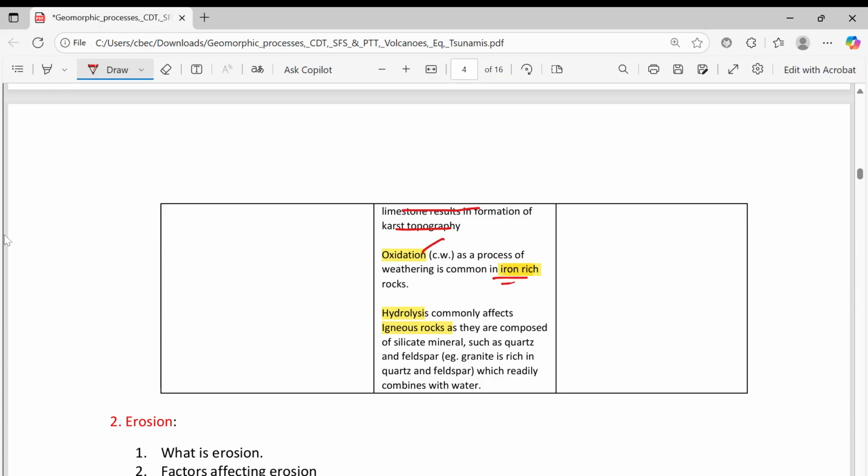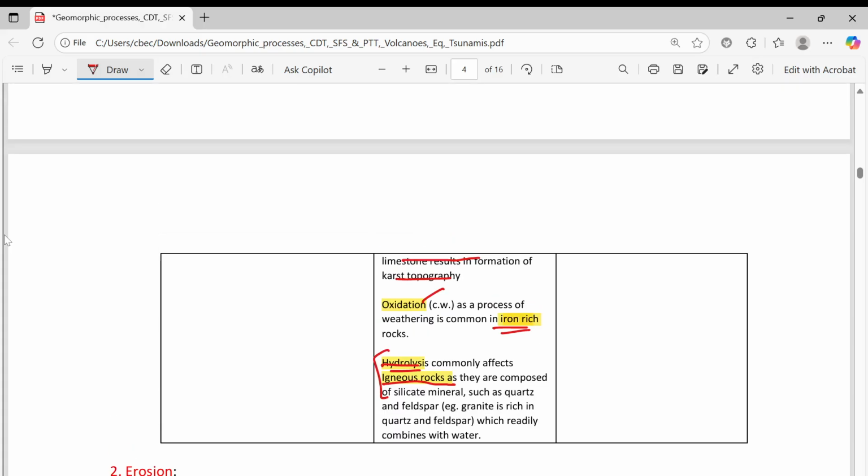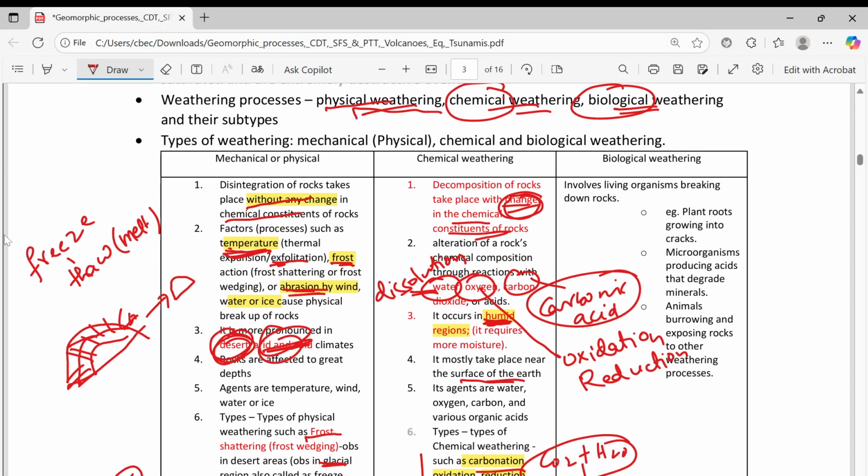Then oxidation, I told, is adding oxygen. For example, iron-rich rocks, it is possible. For example, you put any iron metal outside, it will rust. That is nothing but oxidation. Then hydrolysis mainly occurs in igneous rocks. This is the fact you have to remember. Hydrolysis mainly in igneous rocks.